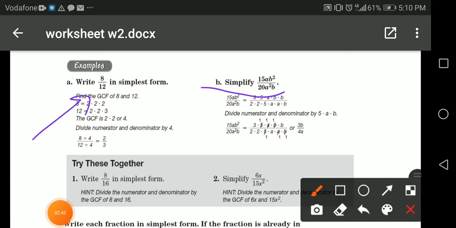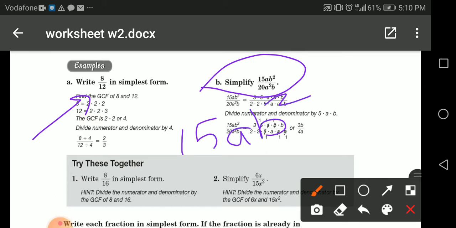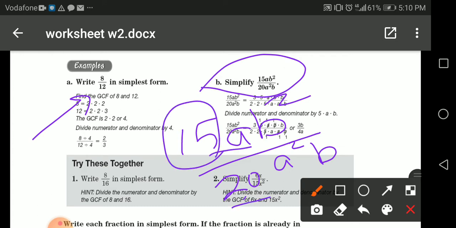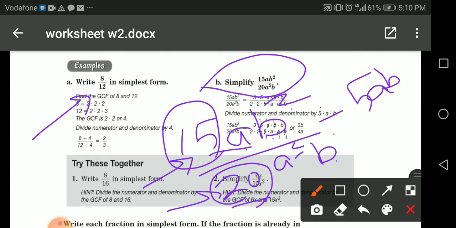What about now if we have an algebraic expression: 15ab to the second power over 20a to the second power b. How can I solve this? Divide the numerator and the denominator by what? What's the common factor between 15 and 20? Common is 5. And we have another common factor. Yes, we have taken this in the last lesson. We have a to the power 2 and just a, so we will take just a. B to the second power or b, just b. So divide both the numerator, the top, and the denominator by 5ab.